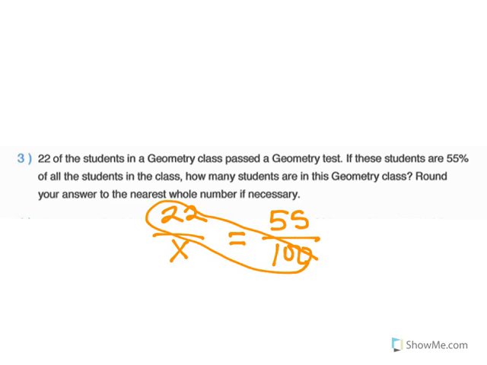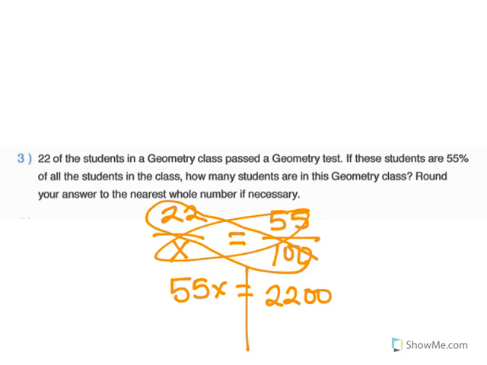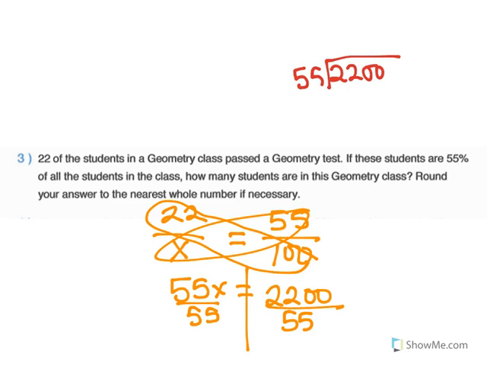So I'm going to do 22 times 100, which would be 2200, equals 55x. So to solve this, I would be dividing both sides by 55. So I have 2200 divided by 55. So let's do this. 2200 divided by 55. Okay, 55 doesn't go into 2 or 22. So we need to decide how many times it goes into 220.